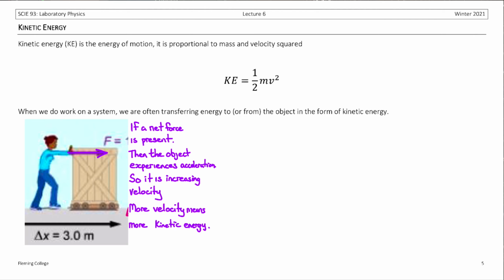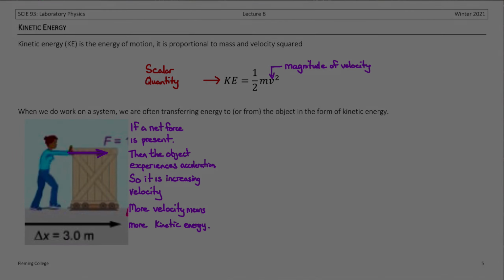It's important to understand that kinetic energy helps us think about the amount of possible motion. So that means we are using the magnitude of velocity, and that kinetic energy is a scalar. So it has magnitude but no direction.